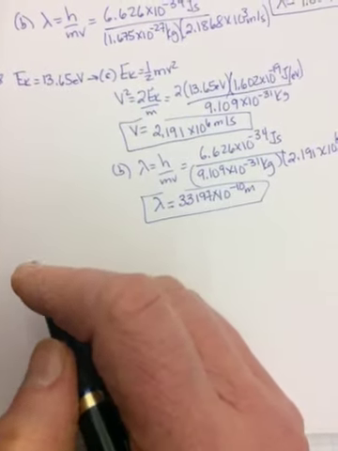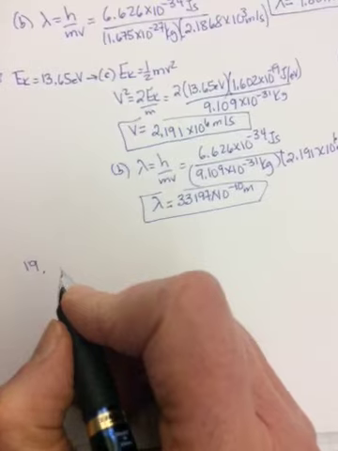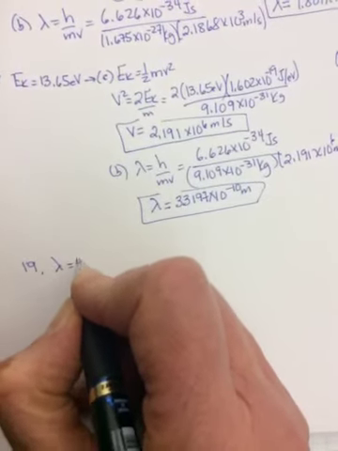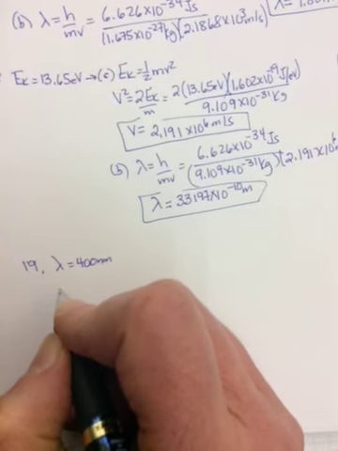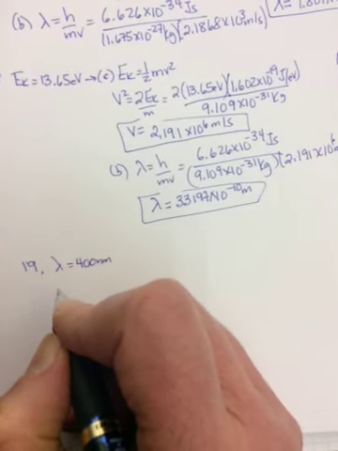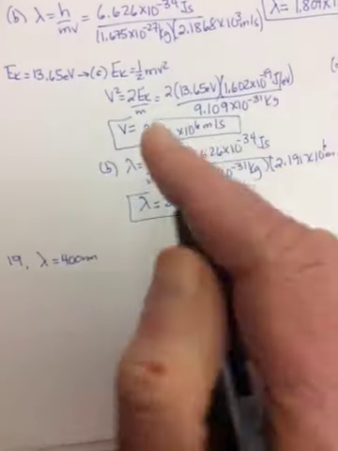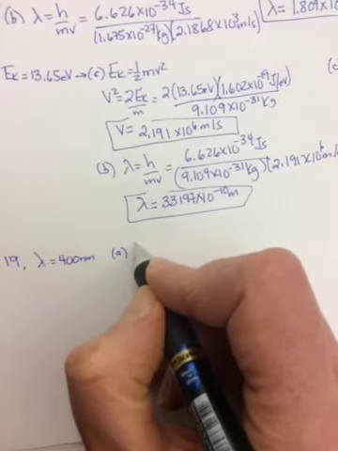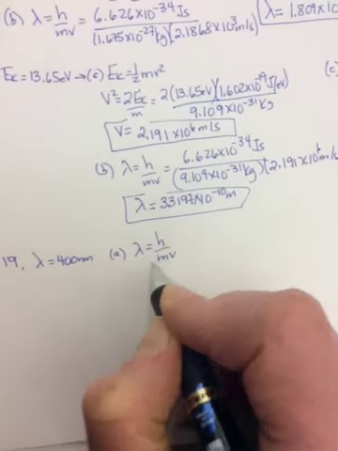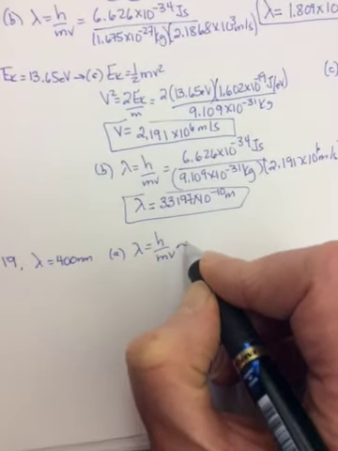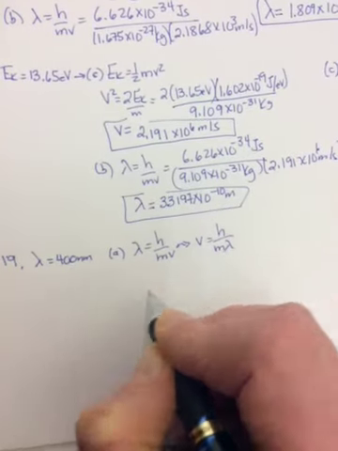Number 19 says, an electron has a de Broglie wavelength of 400 nanometers, and there's a little star by it, which means it's a hard one. It wants you to find its velocity and then the energy in electron volts. So part A, I think the star is here because you have to rearrange h over mv for v, but trusting that you can do this without too much difficulty.